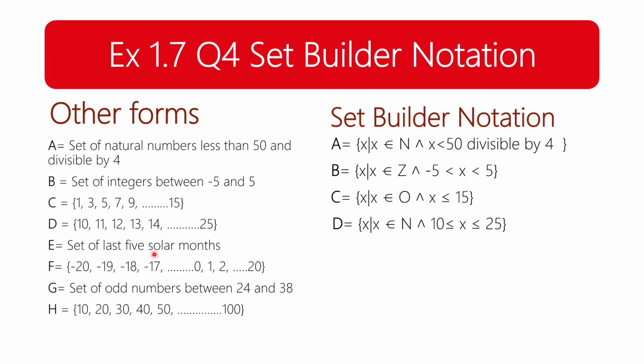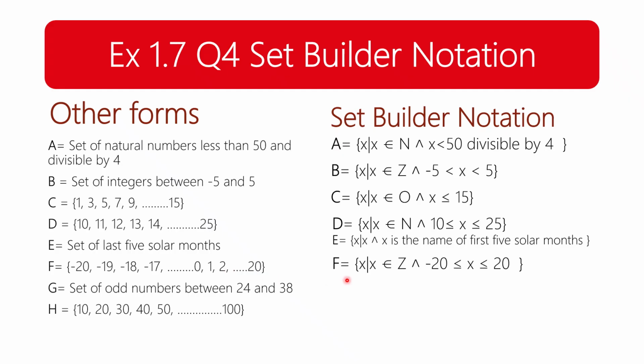Now set E, the set of first 5 solar months: x such that x is the name of the first 5 solar months. Then we have set F. Here we have some negative numbers and then some positive numbers. It means this set belongs to integers, starting from -20 to 20. It means these two are also included. So we will write these symbols in between -20 and 20. So F is x such that x belongs to integers and -20 less than or equal to x less than or equal to 20. It means all the numbers starting from -20 to 20.